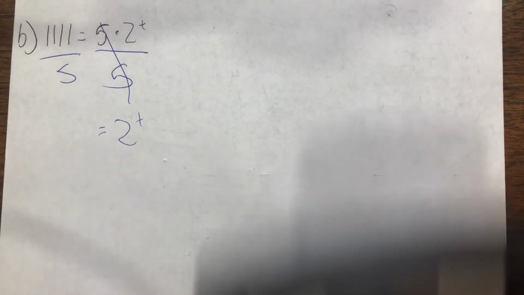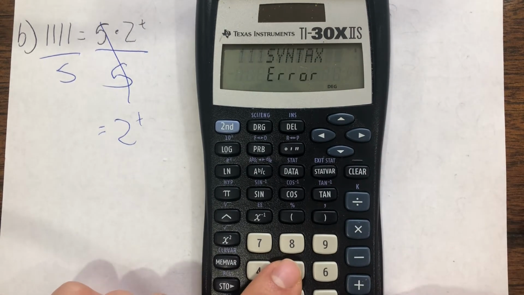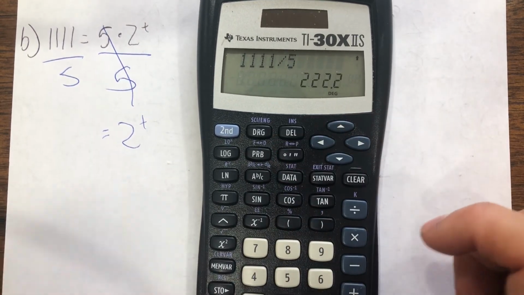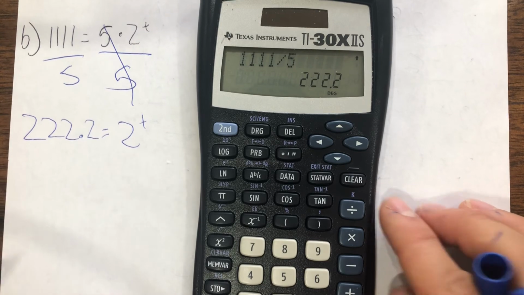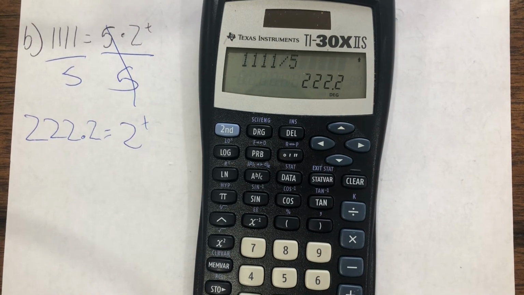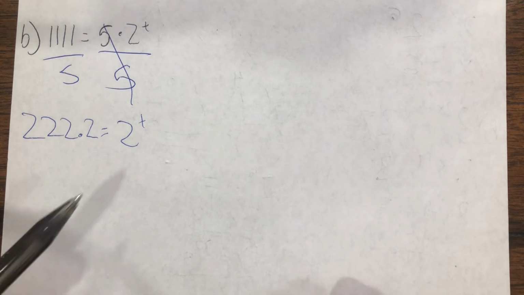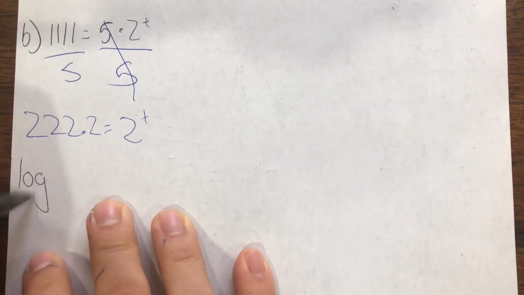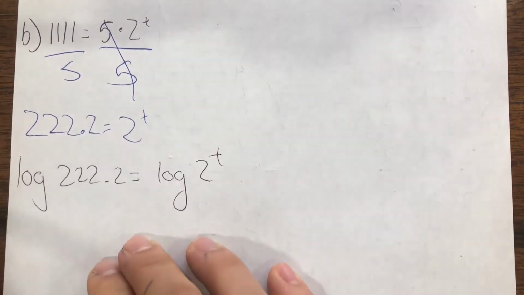So then if I divide 1,111 by 5, let me see. Oh, I put 2 divisions. I get 222.2. So I have 222.2 equals 2 to the t power. So now what I can do is include log on both sides to move this exponent to the front. So I have log 222.2 equals log 2 to the t power.